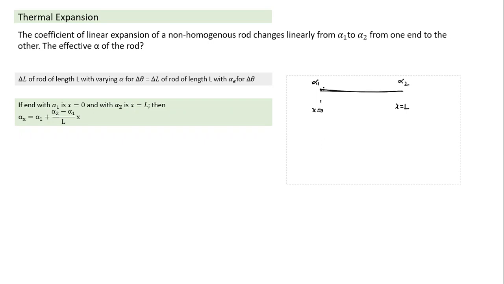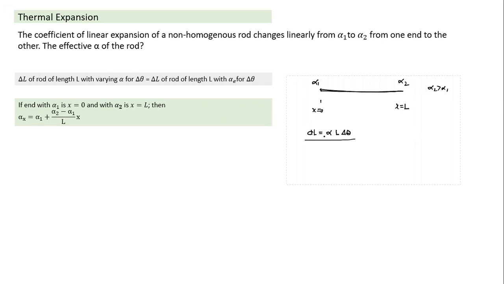So we can visualize, we just assume, it doesn't matter which one is greater. So let's assume alpha 2 is greater than alpha 1. Since alpha is varying, how do we calculate change in length? dL, change in length, is equal to alpha into L into delta theta here. So this is how we calculate change in length.